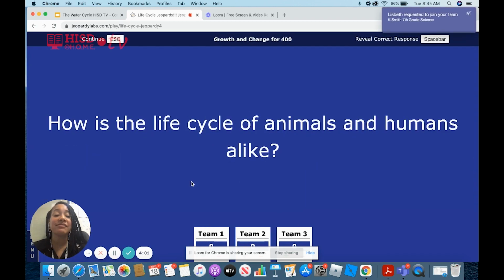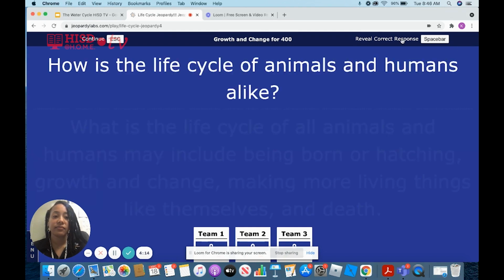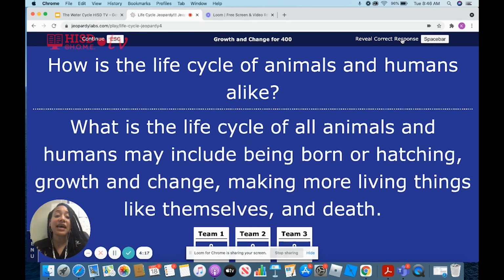How is the life cycle of animals and humans alike? So the life cycle of all animals and humans includes being born or hatching, growth and change, making more living things like themselves, and then death. So basically, although we might not go through the exact same steps, we have the broader steps that we all go through. We all are born, we all grow and change, and then we die.